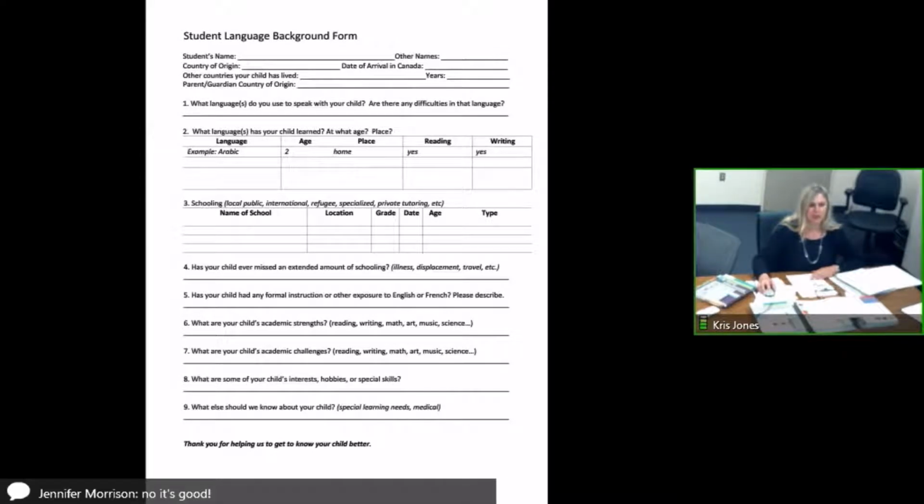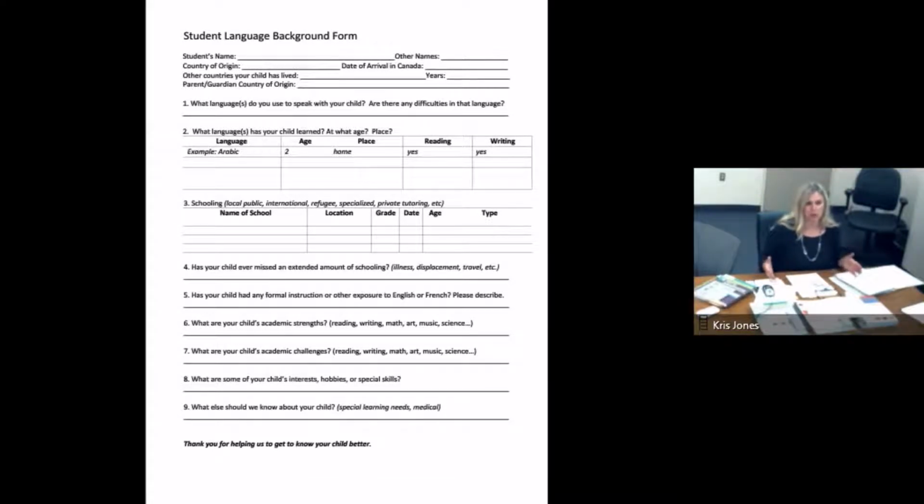Okay, good. So again, when we go through this whole assessment tool, I want you to understand we're gathering information every step of the way. It is not one test. We're compiling all this information about our learners so we can best support them in the classrooms as they continue on their learning journeys here in Canada.